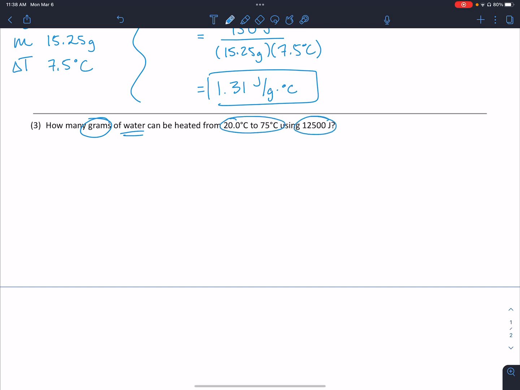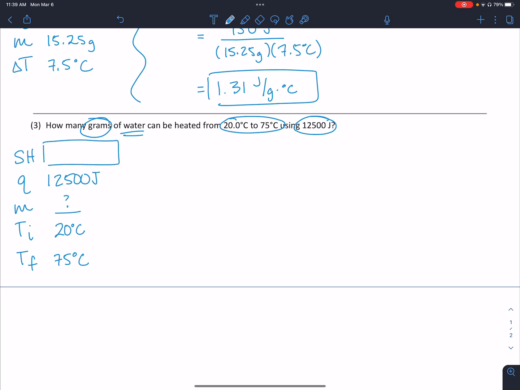All right. Finally, number 3, how many grams of water can be heated from 20 to 75 degrees Celsius using 12,500 joules of energy? All right, so specific heat, energy, mass, and this time we do have an initial and a final temperature, so I'm going to list them separately. Let's see what we know. The initial temperature is 20 degrees Celsius, and it ends at 75 degrees Celsius. We're going to input 12,500 joules of energy, and we're asked for mass, which means we should know the specific heat.